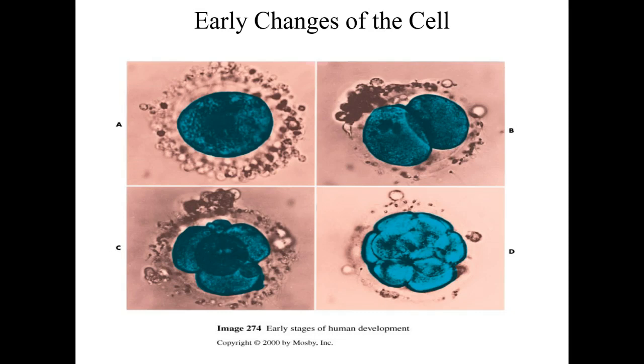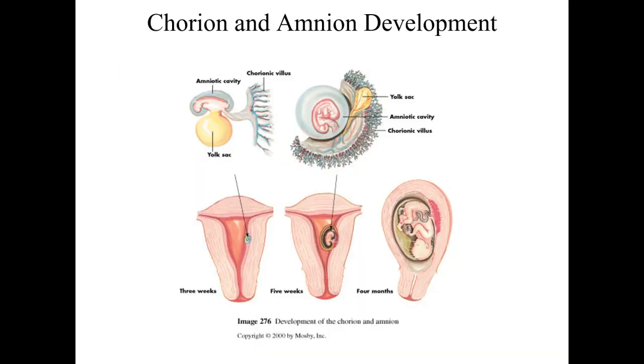Just some slides of early changes of cells. So the thing to remember on this one is that when an egg makes it down to the uterus, and we've got this little, it looks like a little shrimp over here on the upper left, it says amniotic cavity, so there's just a little bit of fluid probably around that, but then you see this big yolk sac thing on there.